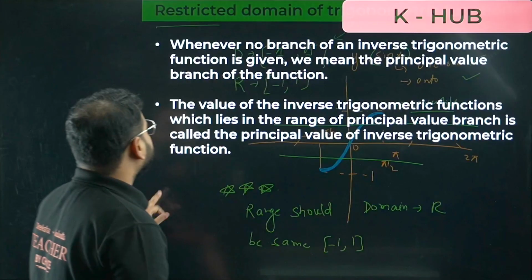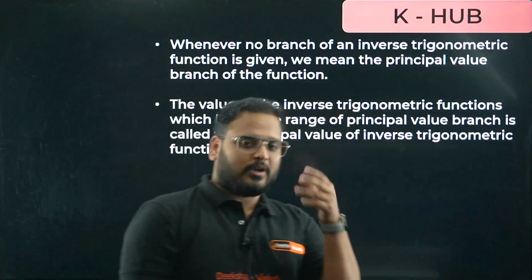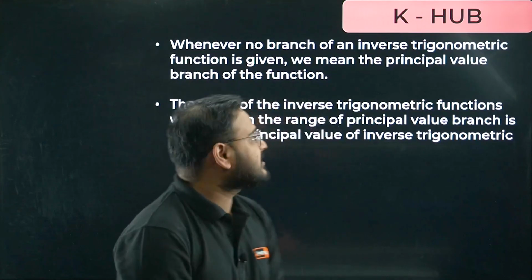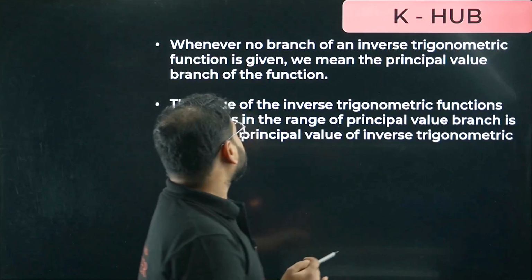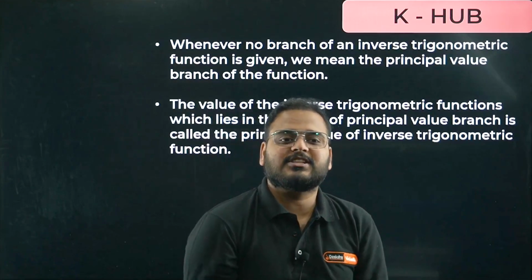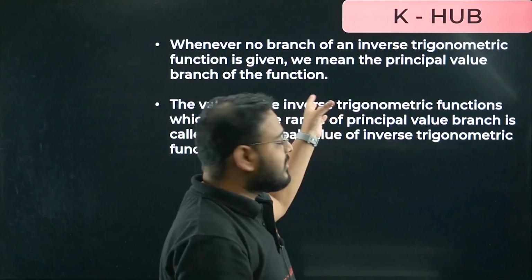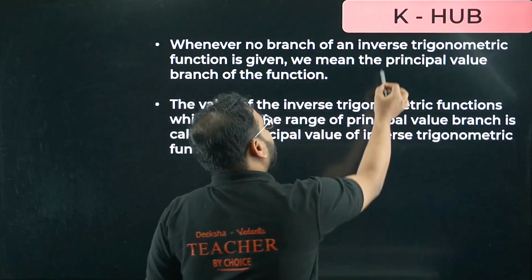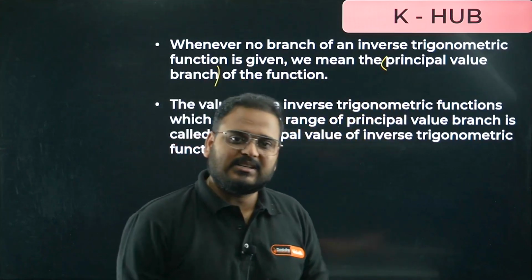Okay, next, sir, again we are going to summarize something. So again we are back here in the knowledge hub. Whenever no branch of an inverse trigonometric function is given, that is, if it is not specified, bacha, let's say just a function is given without any specification of the interval, then we assume we are talking about the principal value branch of the function. Okay, that is an understood condition.